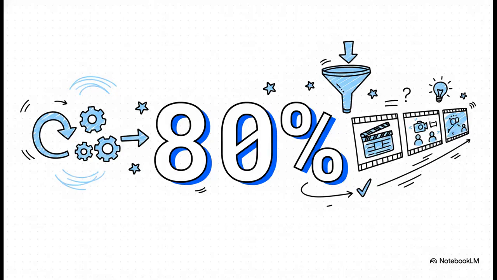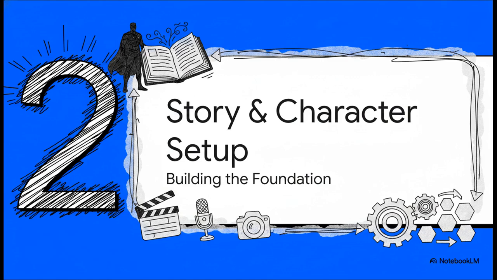And here is the craziest part. This workflow automates 80% of the entire video making process. 80%! By removing all that friction and constant guesswork, it makes professional cinematic creation incredibly structured and accessible to basically anyone. Moving right along to step 2, story and character setup.